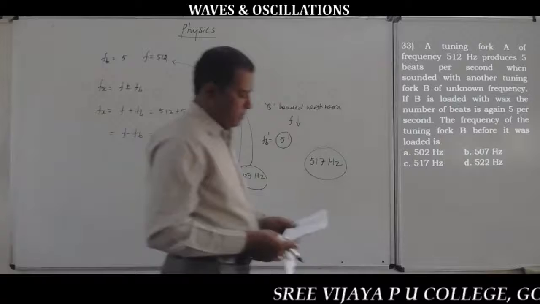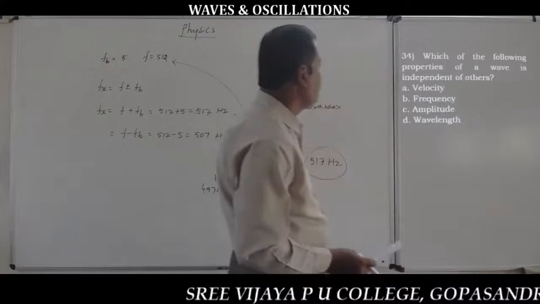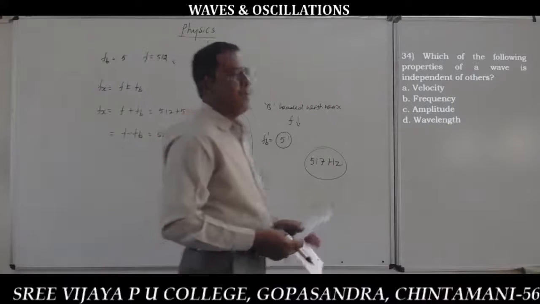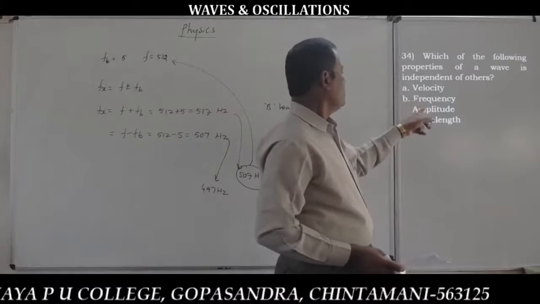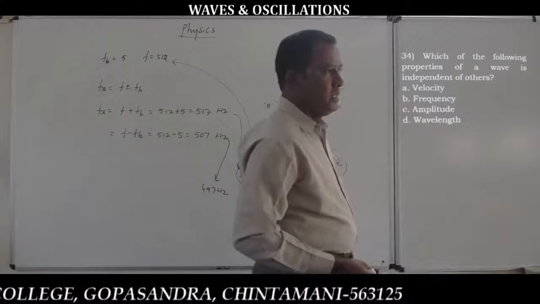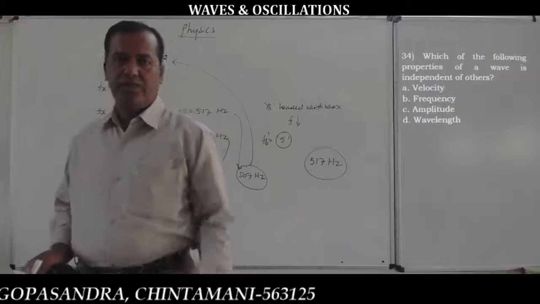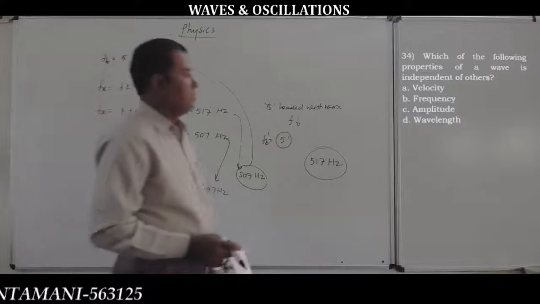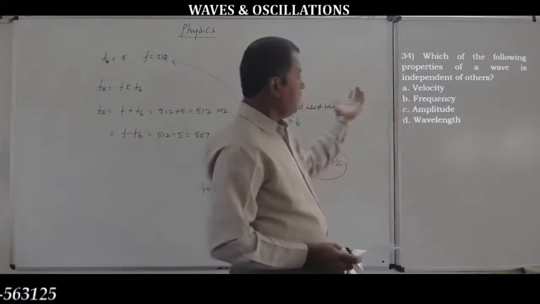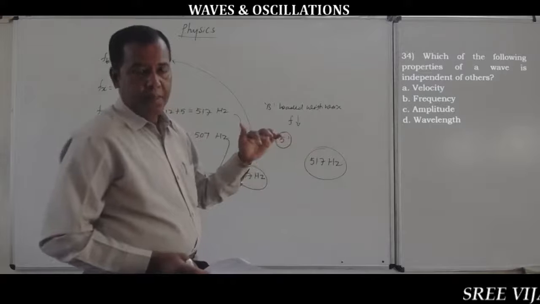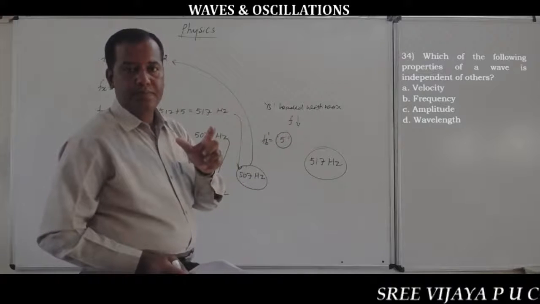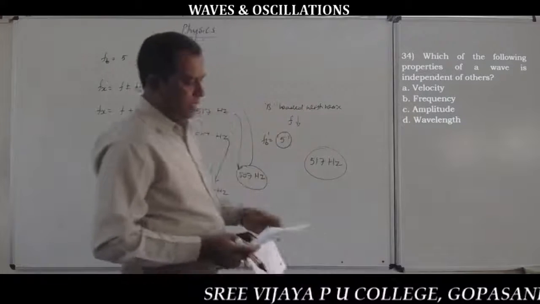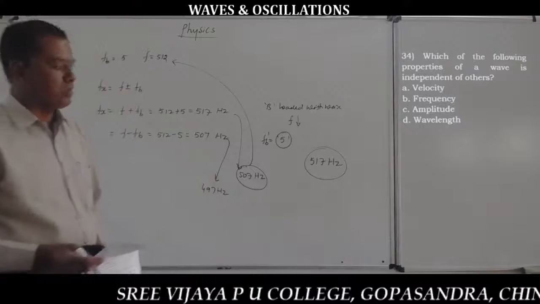Question number 34. Which of the following properties of a wave is independent of others? Velocity, frequency, amplitude and wavelength. While studying the properties of waves, we have seen that the wave velocity through a material medium depends upon the elasticity and the density of the medium. So there is a relation between the wavelength, velocity and frequency, but the wave velocity depends upon the elasticity and density of the medium. Therefore, velocity is independent of the others, and option A is the correct option for question number 34.